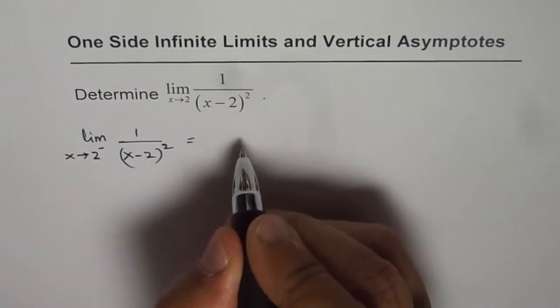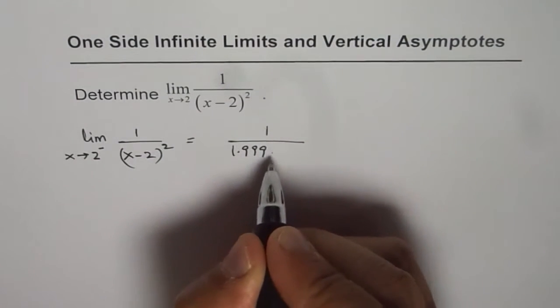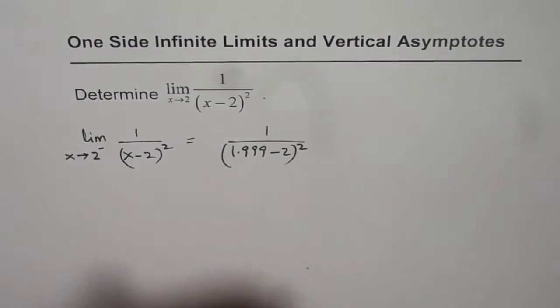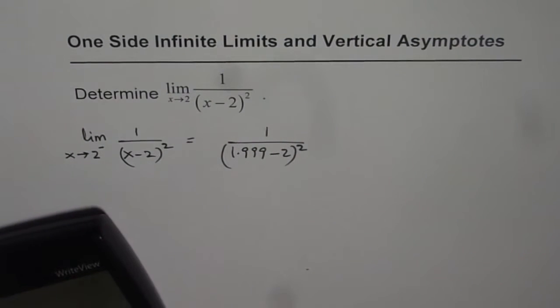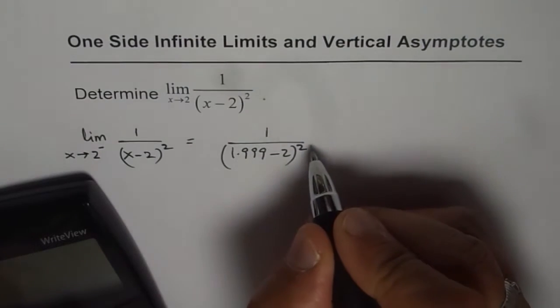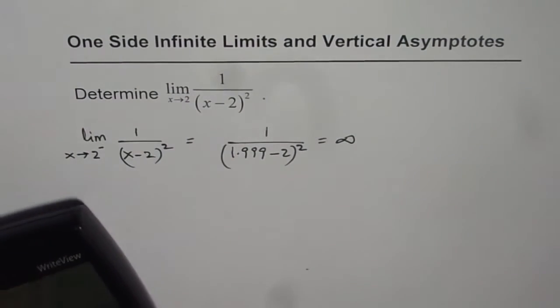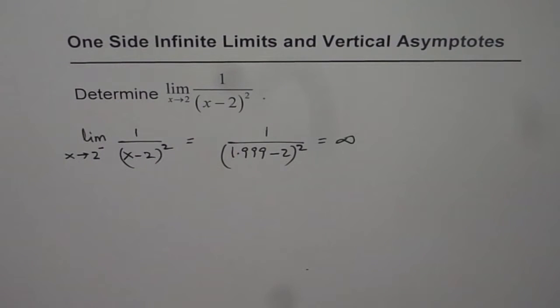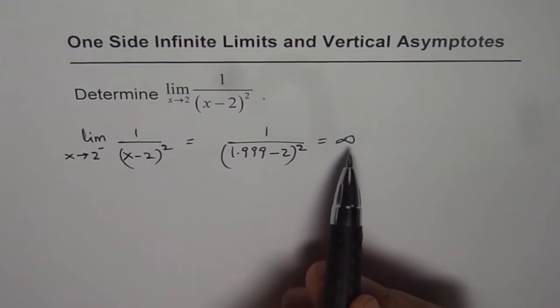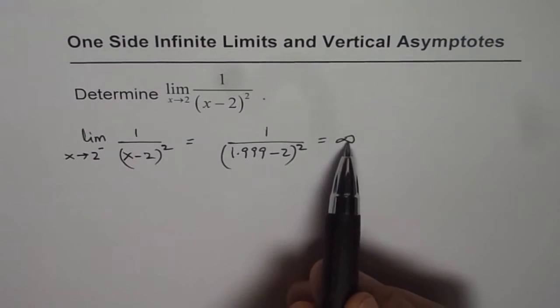To calculate this limit, instead of x I'll write 1.999, so 1 over (1.999 minus 2) whole squared. Let's figure out what this value is. It is 1 divided by (1.999 minus 2) squared, which equals 1 million, a very large number. This very large number we could write as infinity, so it is infinitely large. Infinity is not a defined number, so basically the limit does not exist, but we know it is approaching a very high positive value.